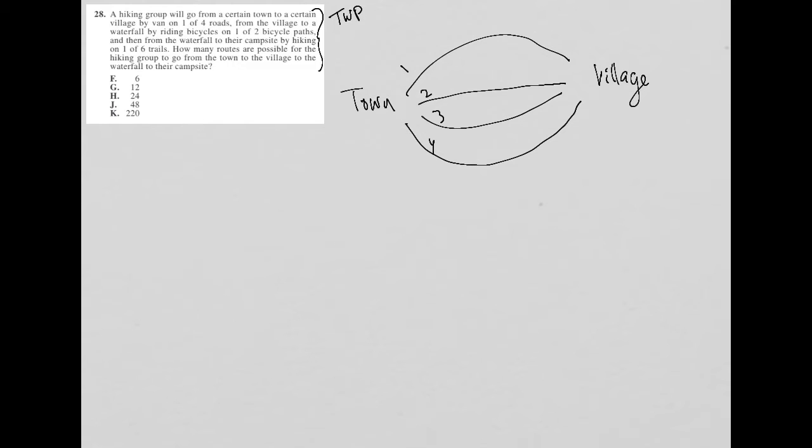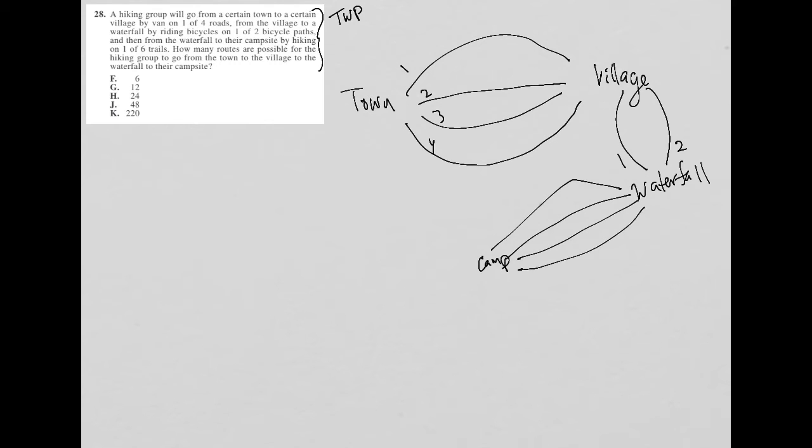From the village to a waterfall by riding bicycles on one of 2 bicycle paths. Okay, so I have waterfall over here. I can get there by bicycle path 1 or bicycle path 2. And then from the waterfall to their campsite by hiking on one of 6 trails. All right, so camp is here. And again, I have 1, 2, 3, 4, 5, 6 paths to the campsite.